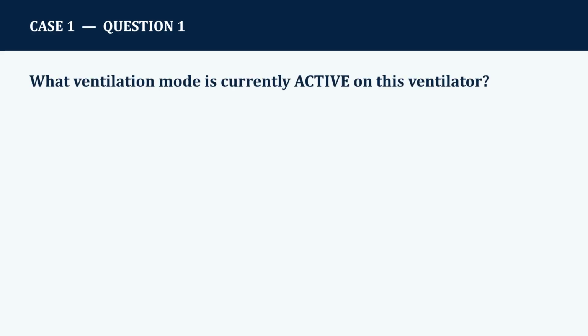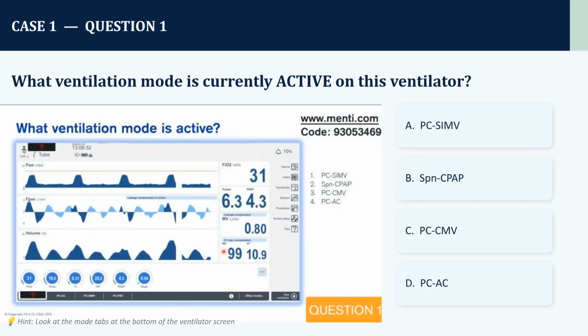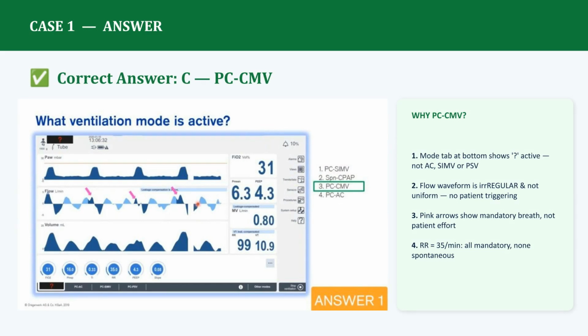Question 1 asks, what ventilation mode is currently active on this ventilator? Review the displayed screen and the mode tabs at the bottom. The correct answer is C, PCCMV. We know this because the mode tab shows a question mark, indicating an initial mandatory mode.